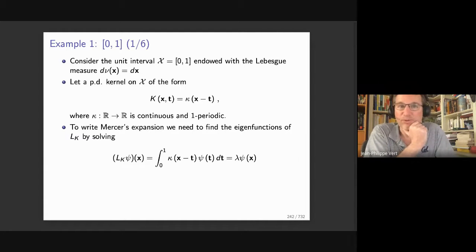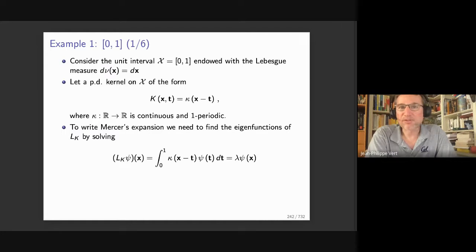So the first example is super simple: we take for x the unit interval, so the closed interval [0, 1], which is a compact bounded subspace of R, and we take the Lebesgue measure on it. And then in that space, we consider a positive definite kernel k of x,t, which is just a function kappa of x minus t, which has to be continuous because we want a Mercer kernel. And we assume, in addition, this is a constraint we add to this definition, that kappa is one periodic. Notice that kappa is also symmetric because, of course, k of x,t is equal to k of t,x.